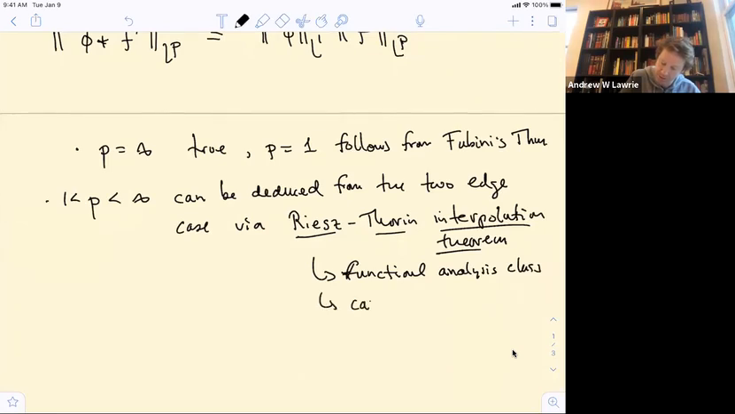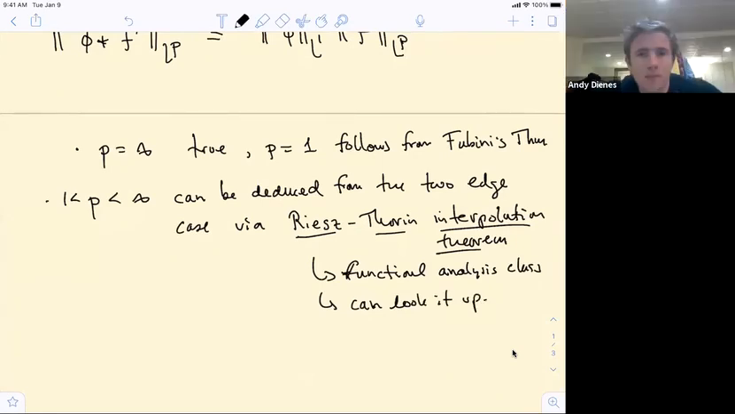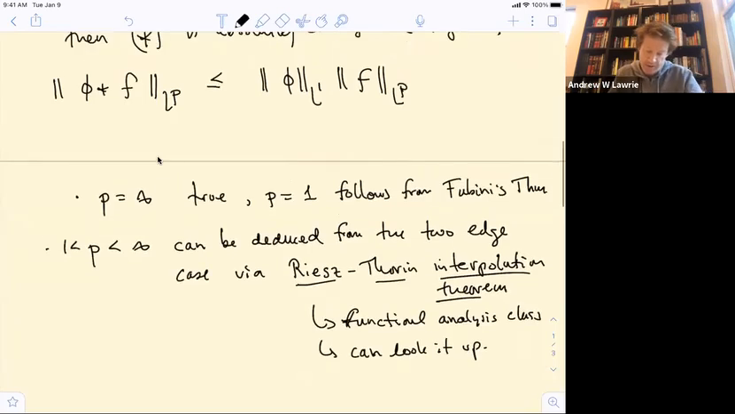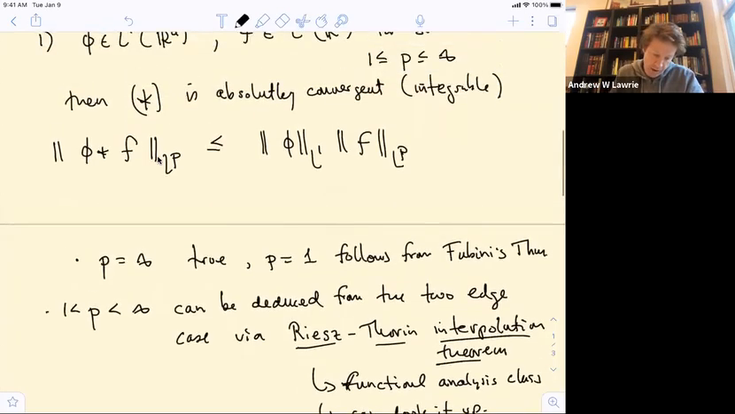You can look it up. These interpolation theorems often have somewhat involved proofs, involved proofs that are often not too illuminating.